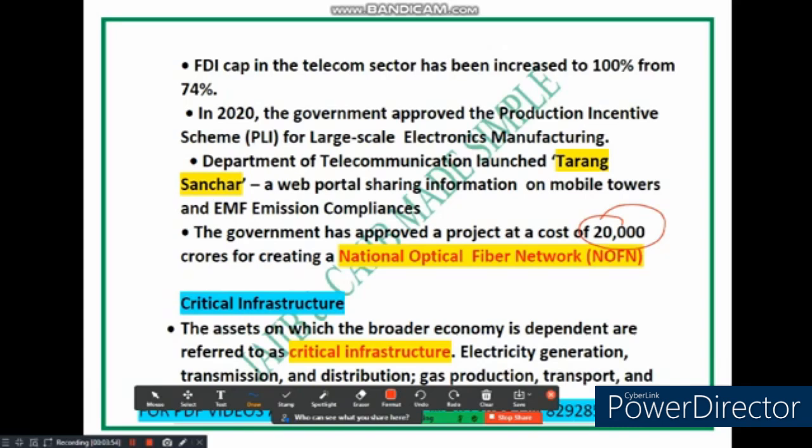Right. So now let's talk about critical infrastructure. What is critical infrastructure? It refers to the assets and systems that are essential for the functioning and well-being of the country, economy and society. Its examples include electricity generation, transmission and distribution. So the power generating plants, transmission lines, and distribution networks that provide electricity to homes, businesses, and industry.